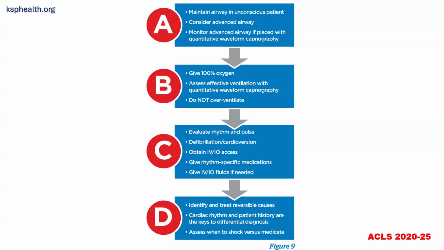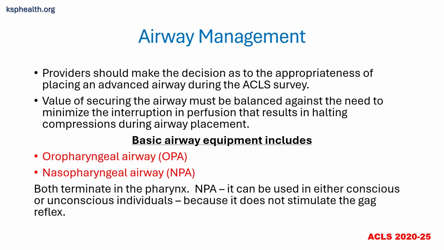Give rhythm specific medication, which we are going to discuss soon. Give IV or IO fluids if needed. Identify and treat reversible causes. Cardiac rhythm and the patient history are the keys to the differential diagnosis. Assess when to shock versus when to medicate.